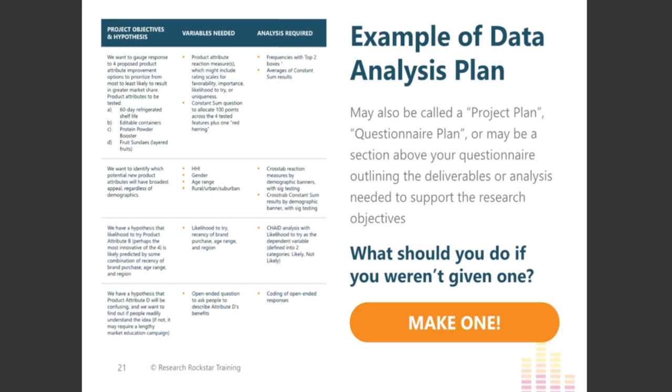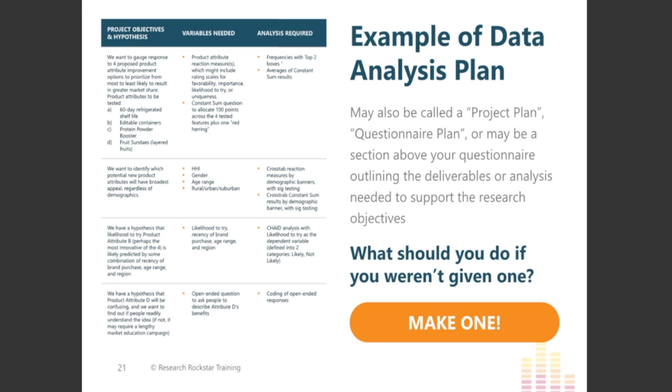Okay, so we're going to look at an example of a data analysis plan. And there's one of these in the bonus resources in the portal as well. The format that you use in practice may not look like this. It might be called something else. It could be bullet points and not a table format. It may not be as detailed as this, but it's important that you have a plan in some form.